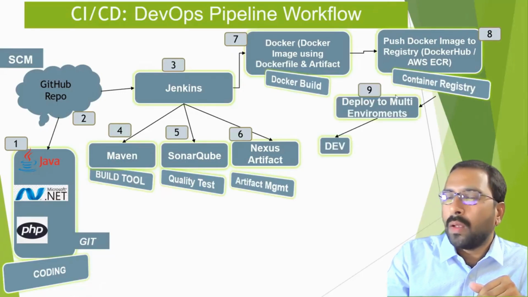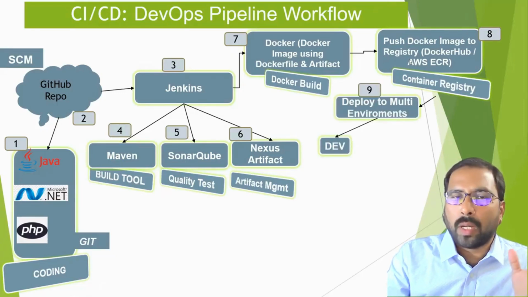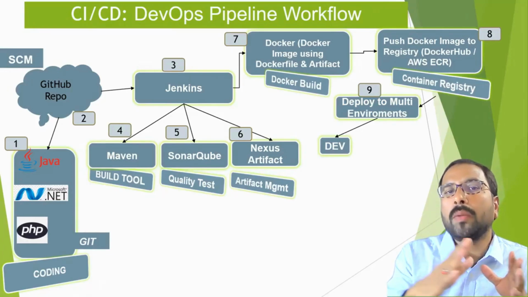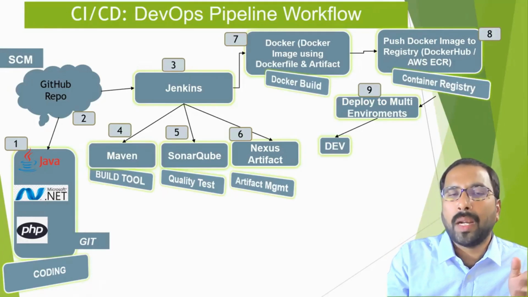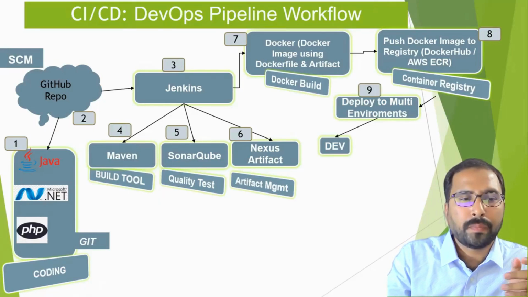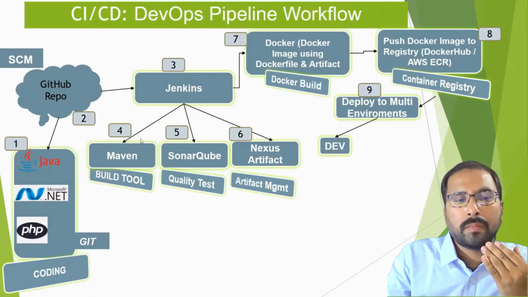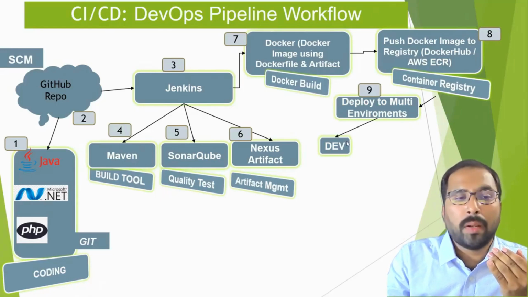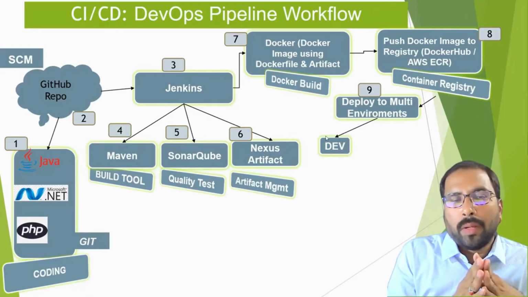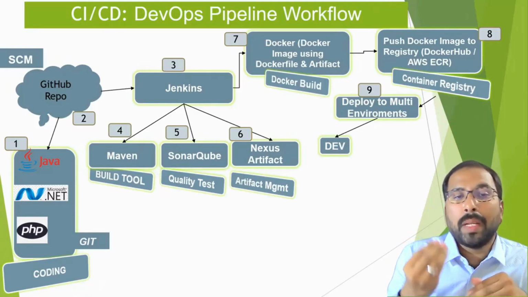Okay, so now this Docker image is ready. We need to deploy it into multiple environments. First one, the dev environment. Deploy to dev environment. What will happen here? Initial testing by the development team.